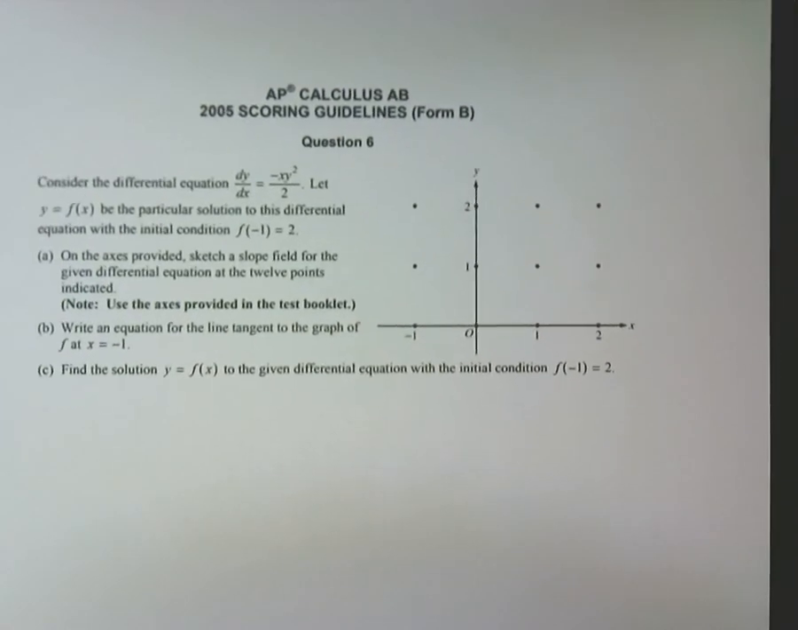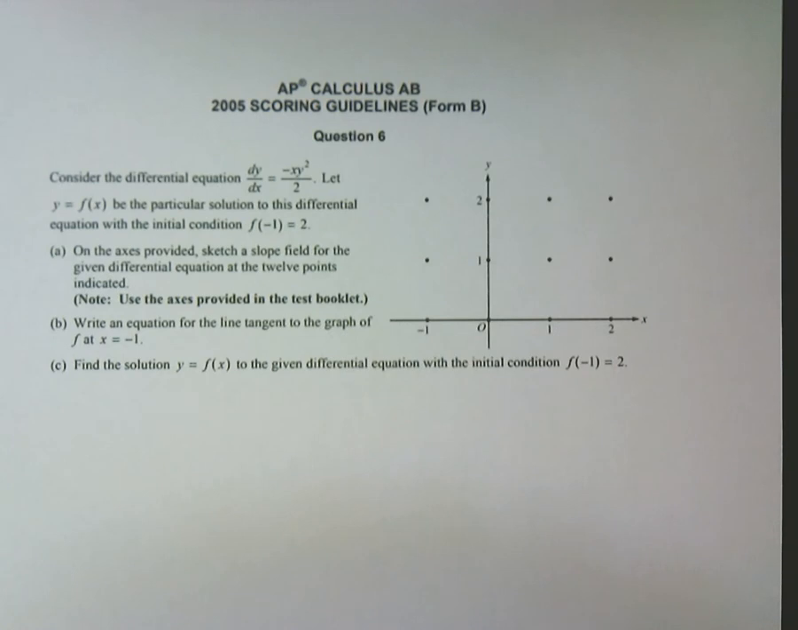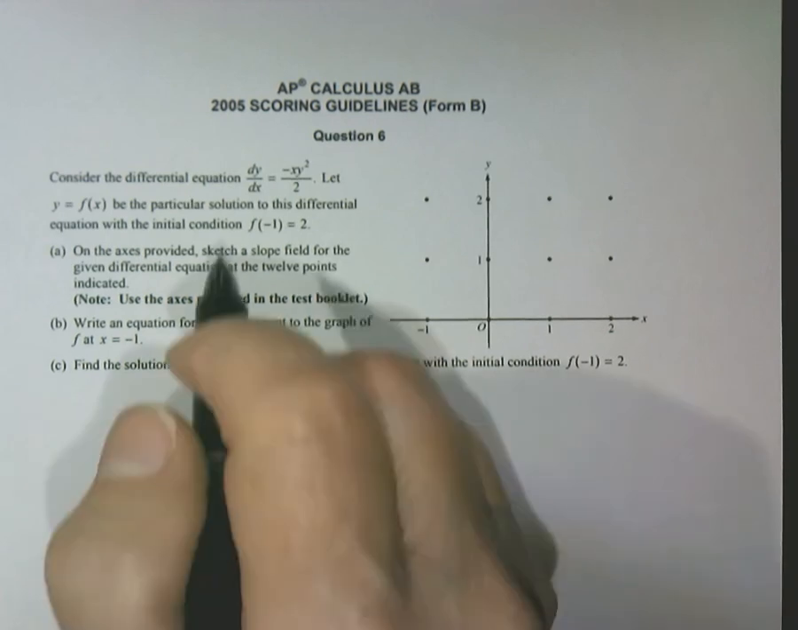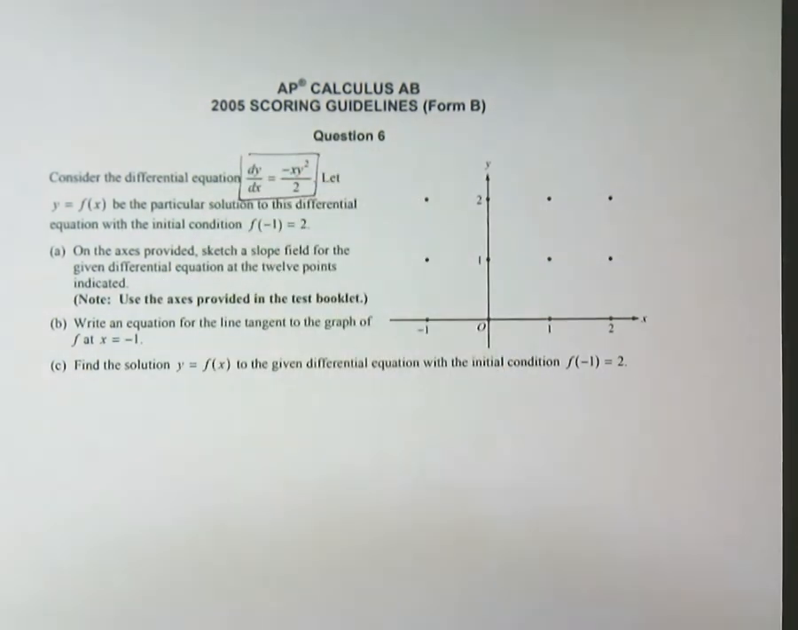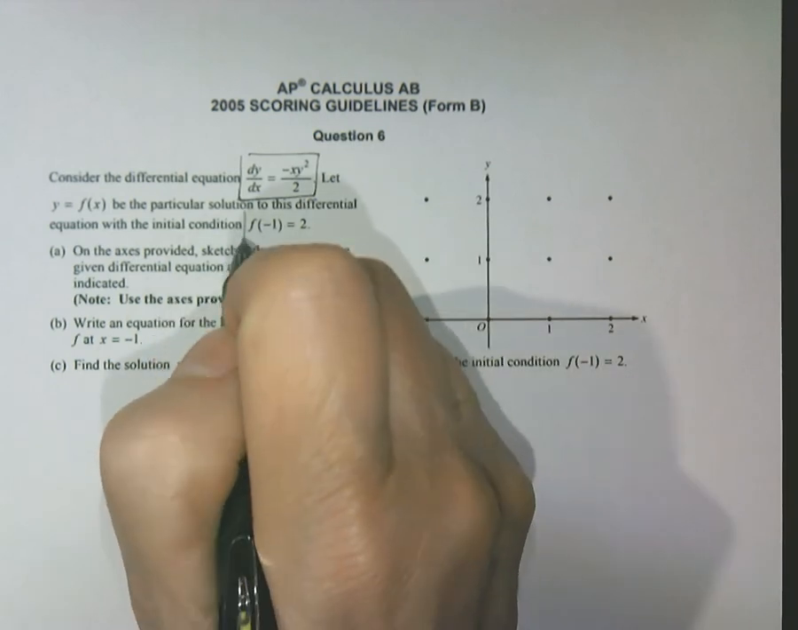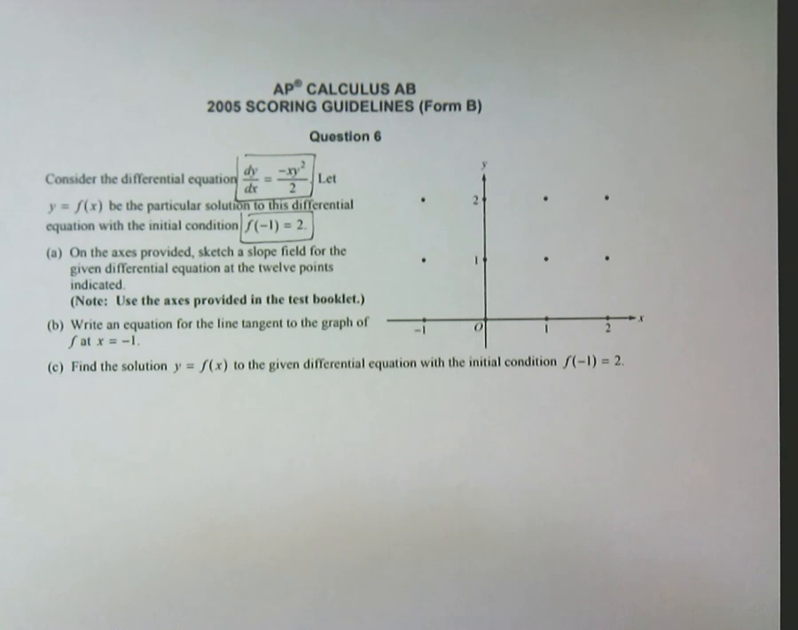Here's a question from the 2005 AP test on slope fields, and slope fields were fairly new to AP Calculus on the AB version at this time. It's been on the BC portion for a long time. I'm not going to go through the whole problem on this. I'll leave it for another day, but I just kind of want to show you how you could see it. So first of all, I have this differential equation right here. And it's giving me an initial condition, and that would help me find the particular solution.